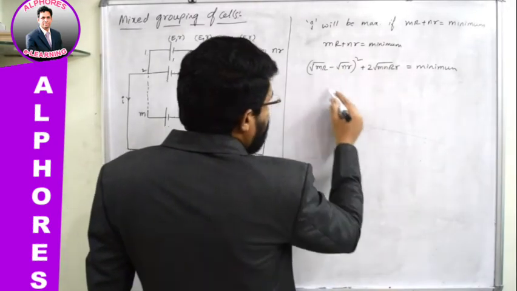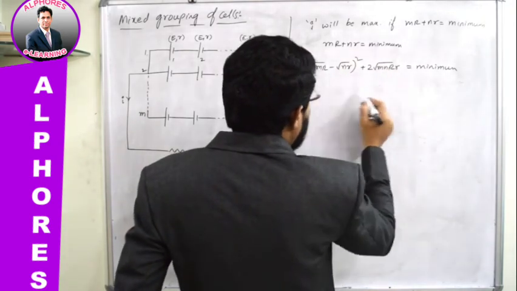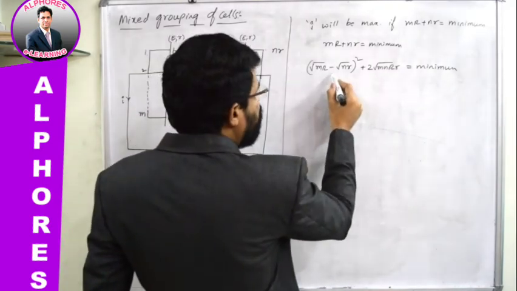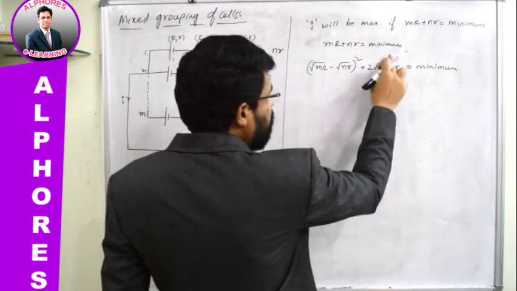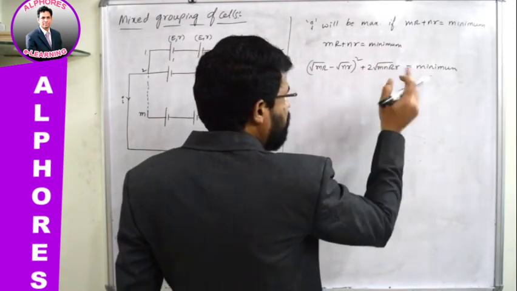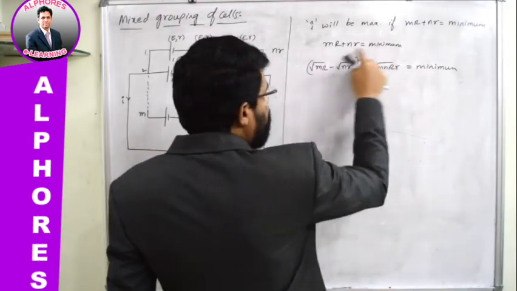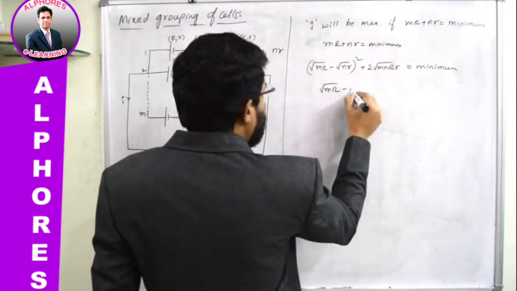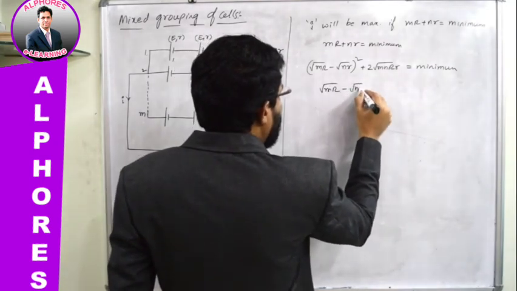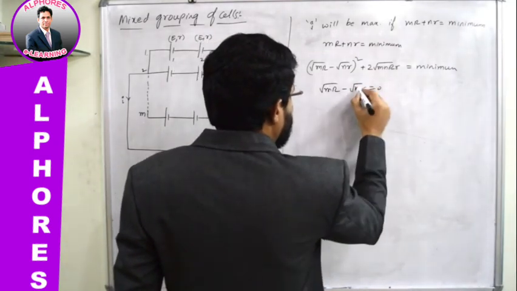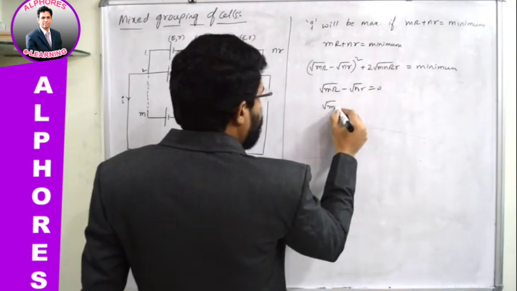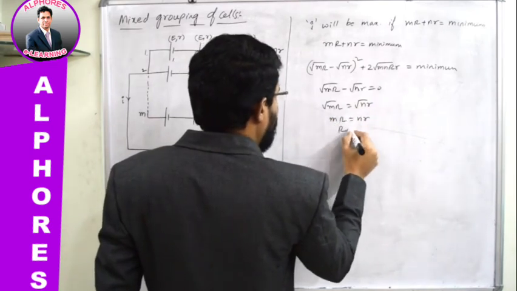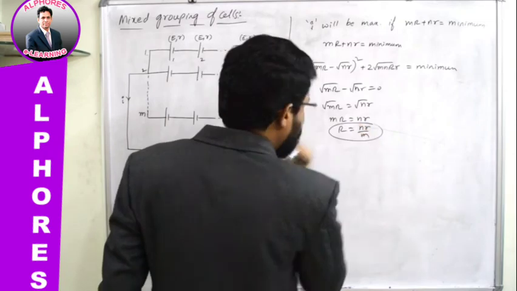So here, for this particular addition of this one and this one to be minimum, what should be the condition? This value should become 0. If this value becomes 0, then we are left with only this one, and that's what you can treat as minimum, isn't it? So for this to be minimum, this value should become 0. If under root MR minus under root NR equals 0, then how can it be written? Under root MR is equal to under root NR. Squaring on both sides, you will have MR is equal to NR, or R is equal to NR by M.